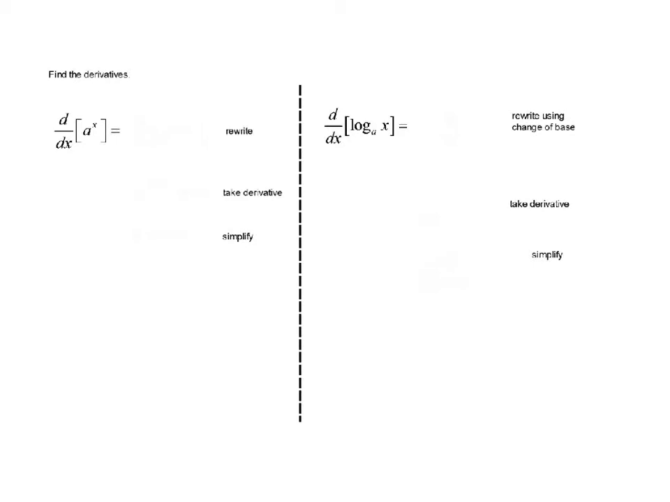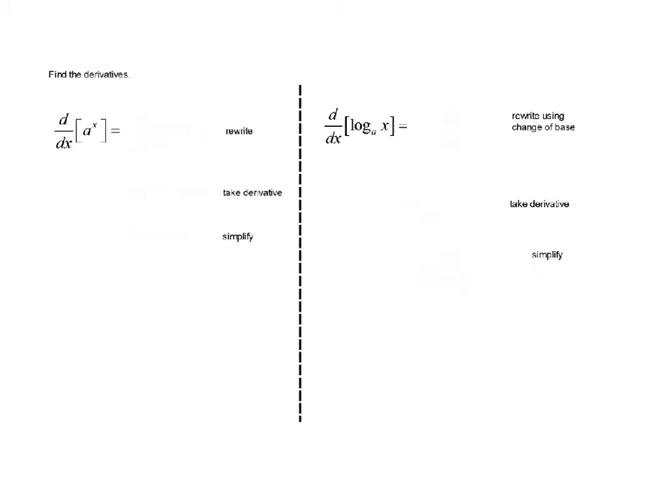So in this part of the screencast, we're going to talk about how we do the derivatives of exponentials and logs if they have a base other than e. We know how to do the derivative of e to the x, and we know how to do the derivative of ln x, both with base of e. How do we change that?